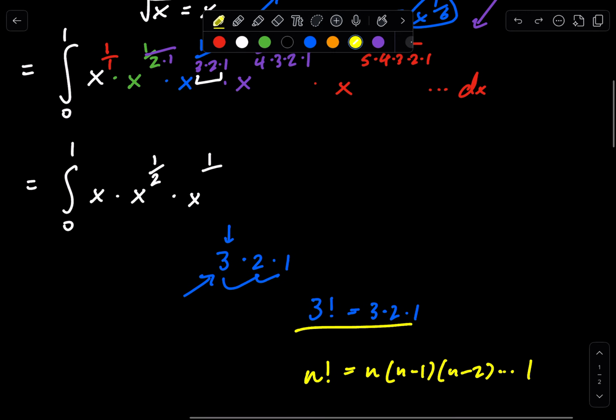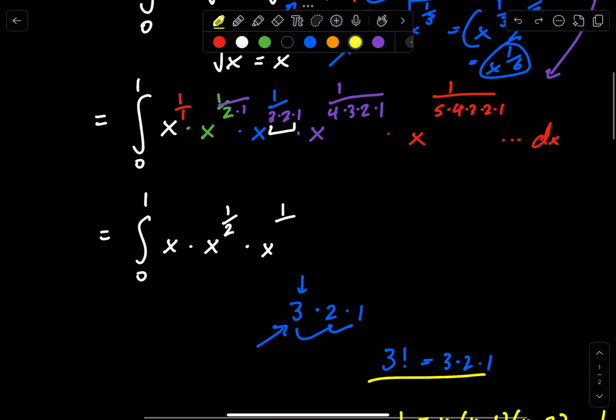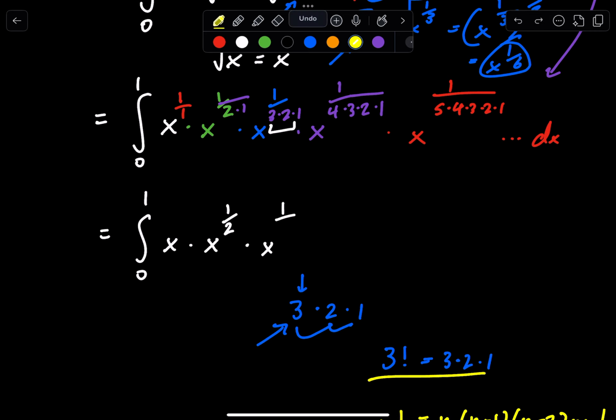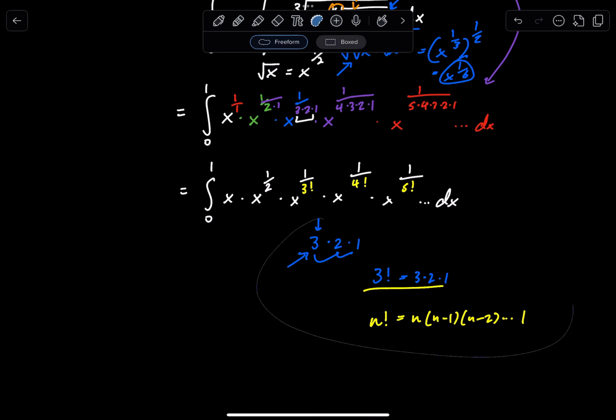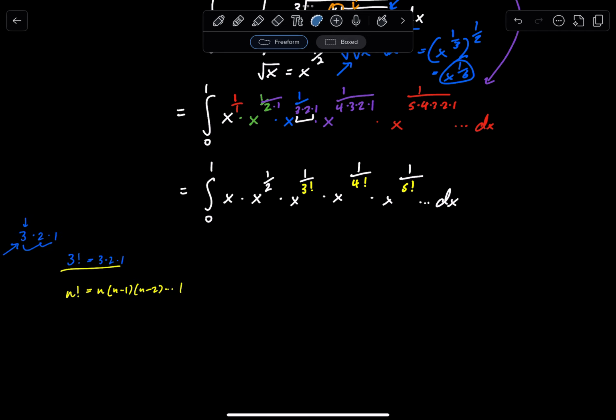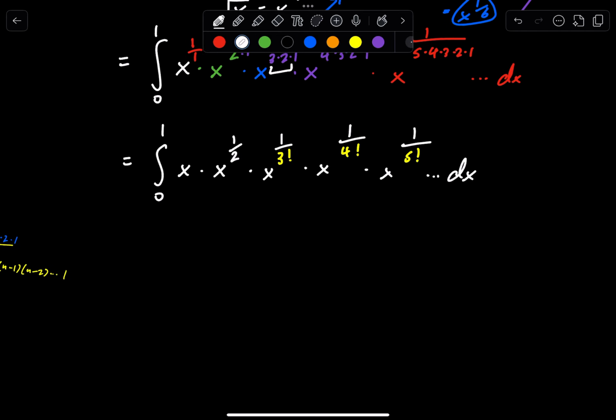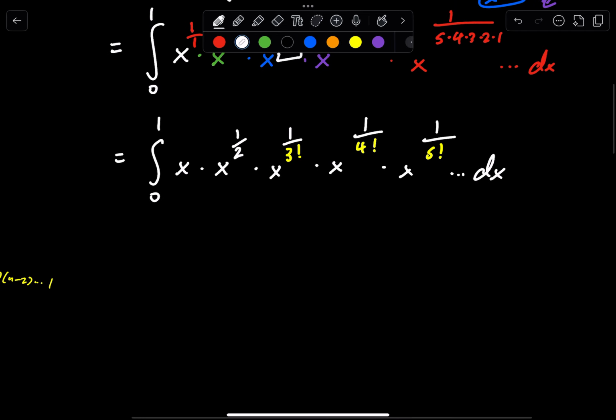Yeah. So now that we know what a factorial is, we can replace this 3 times 2 times 1 with 3 factorial. Then we can write times x to the 1 over 4 factorial times x to the 1 over 5 factorial ... dx. Just like that. Okay. Now I'm going to move all of this to the left-hand side right here, because now things get really interesting. Now, I'm going to clean this up a little bit more.